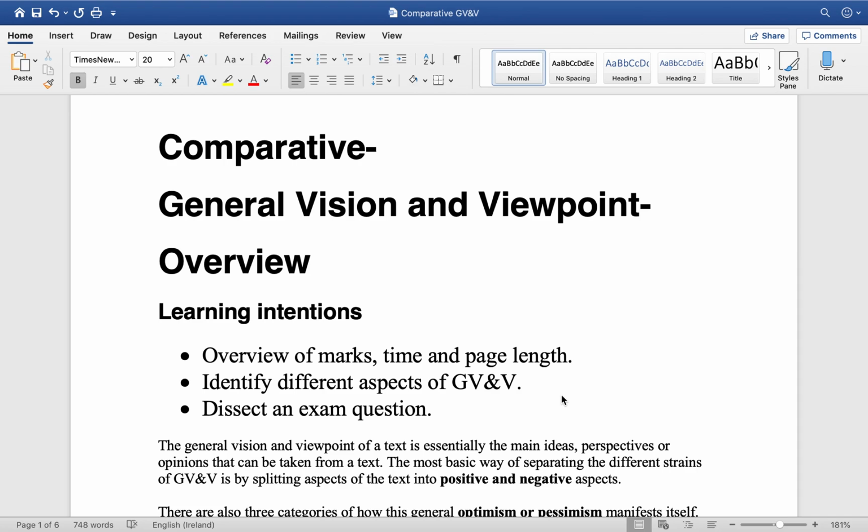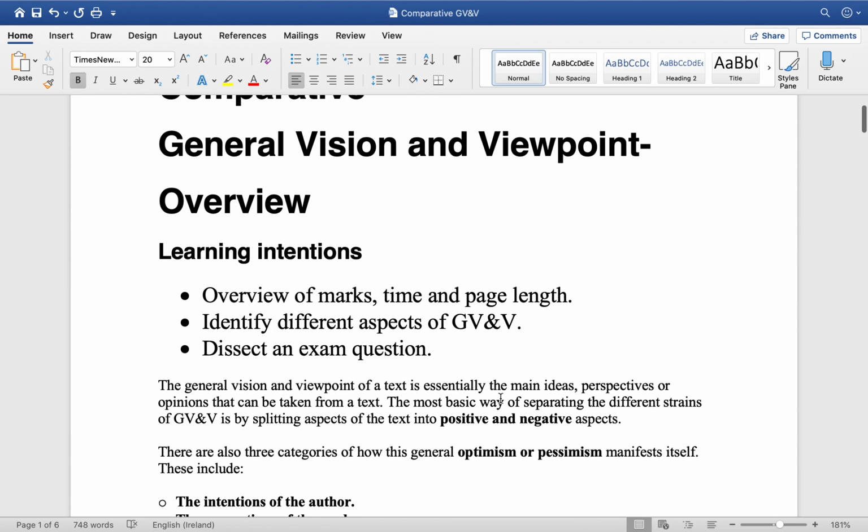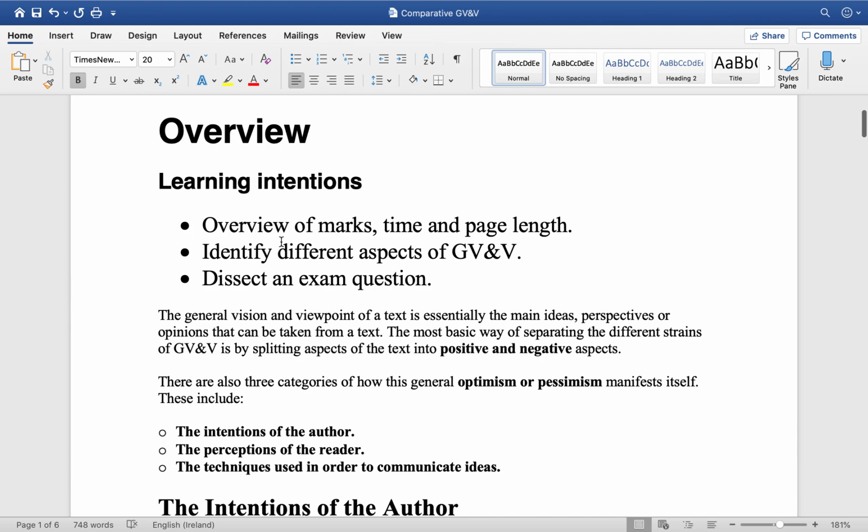We're going to have a quick overview of the comparative section, especially general vision and viewpoint. So the learning intentions for today are, as you can see on the screen here, an overview of the marks, time and rough page length. Secondly, we are going to identify different aspects of general vision and viewpoint. And finally, we're going to dissect an exam question. We're going to take a look at it and see how we'd answer it and what the examiners are looking for. Okay, so let's get straight into it.